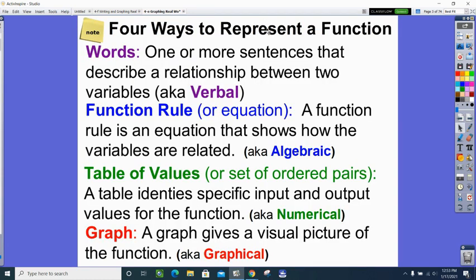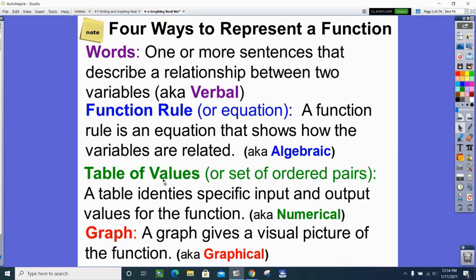So we're going to go forward and kind of look at taking words, making a function rule, using that function rule to make a table, and then graphing that table of values. So remember that words are going to be one or more sentences that describe a relationship between variables. So that's going to be verbal. That's going to be an English sentence. Then we're going to write an equation, a function rule, and that function rule is an equation that shows how those variables are related. That's going to be an algebraic representation.